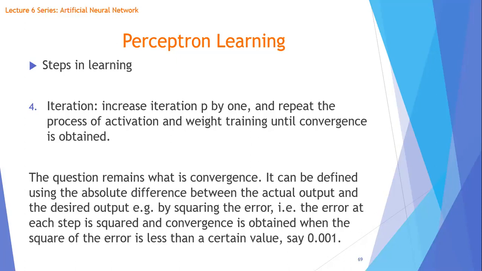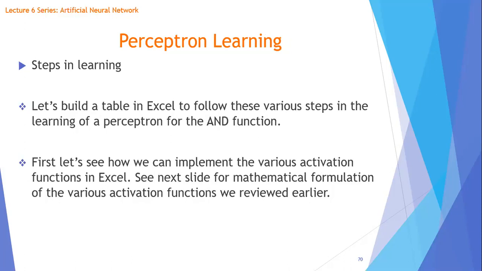So we've talked about convergence. It's basically to do with using an error metric to decide when to stop. You, as the designer of the neural network, will need to set this value. Now let's try to implement these steps in learning on Excel, because in Excel we won't need any programming experience, so it's implementable by all of you here.